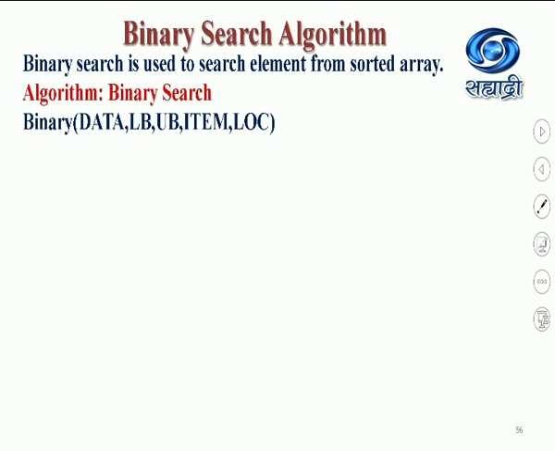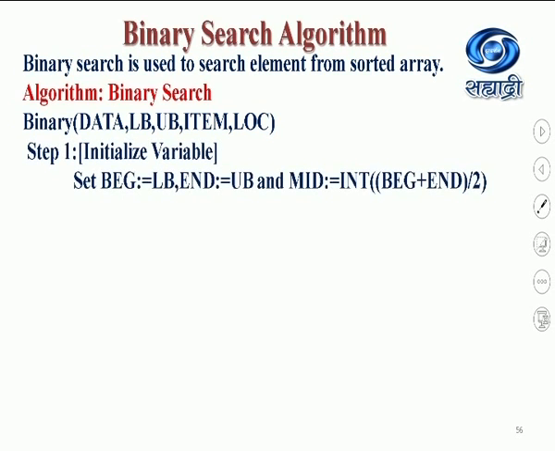So in the algorithm, you have to declare the variables which you are going to use for executing that algorithm. Data is the array name, LB is the lower bound, UB is the upper bound, item is the key element, and LOC is the location of the element if you find it in the given list. If you are not getting that element, then LOC will be set to null value.